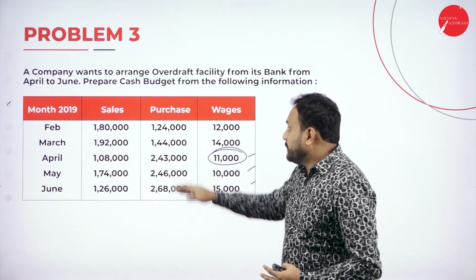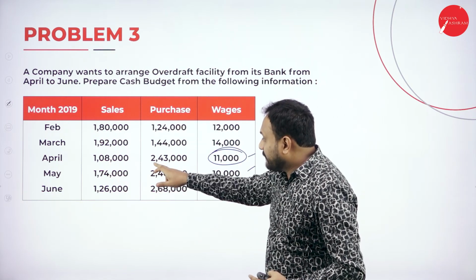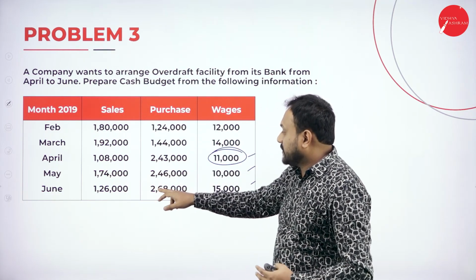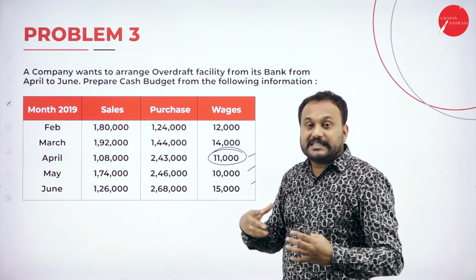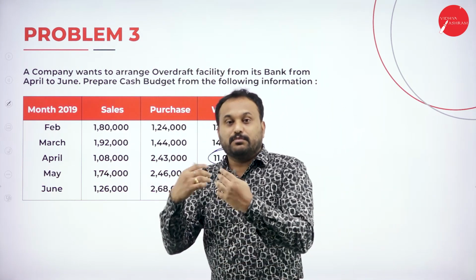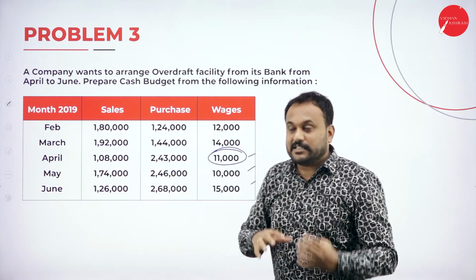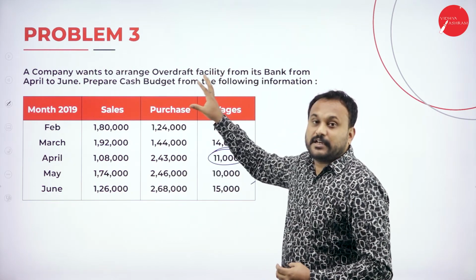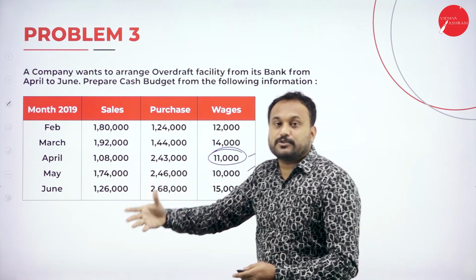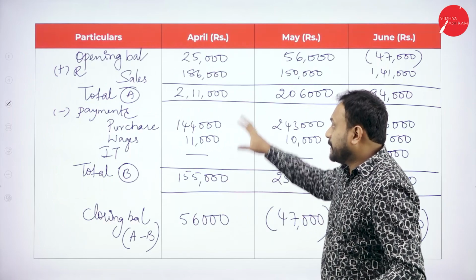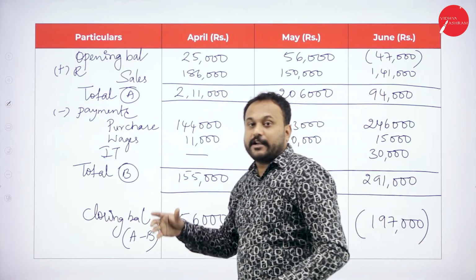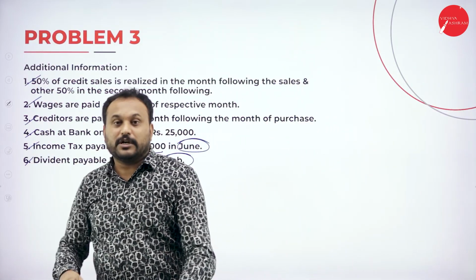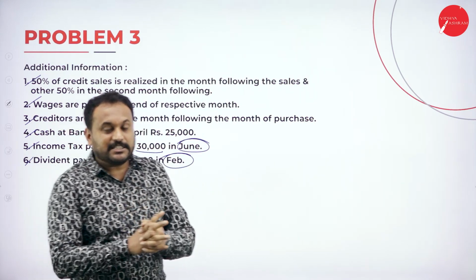1,92,000 is the sales. But if you go everywhere, you have 2 lakh, 2 lakh 43, 2 lakh 46, 2 lakh 60. That means purchases in this company are more than the sales. So that's the reason they know that overdraft they are supposed to take. So you are supposed to prepare a cash budget, and we have prepared the cash budget according to the adjustment. So this is where problem number 3 ends.